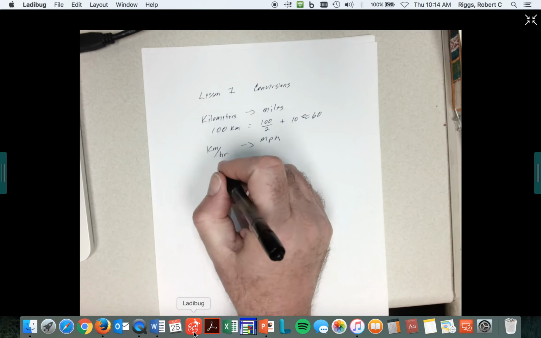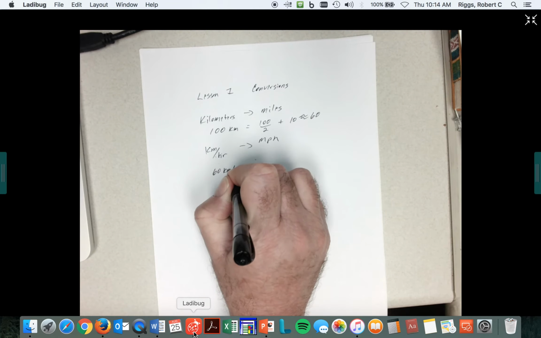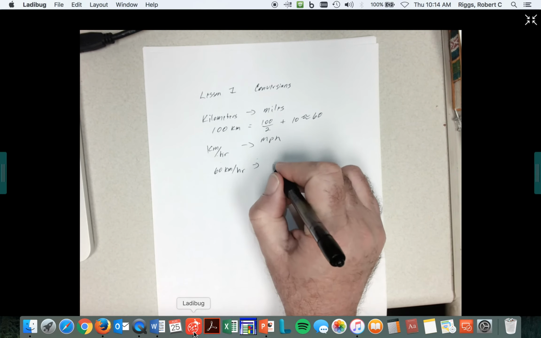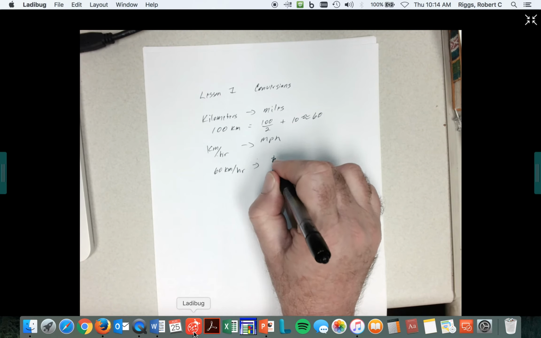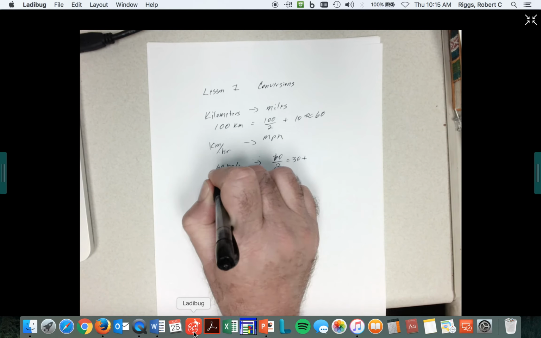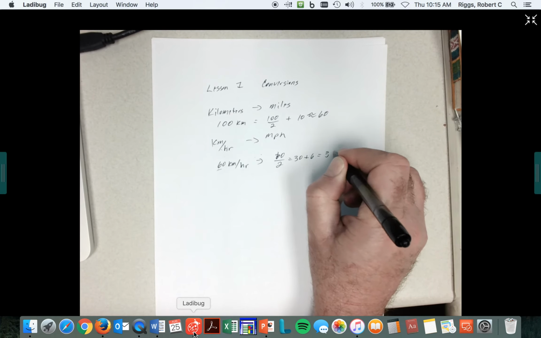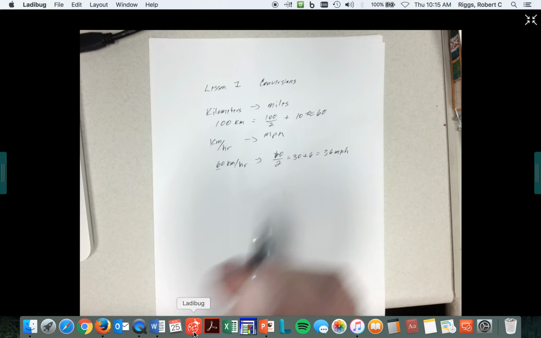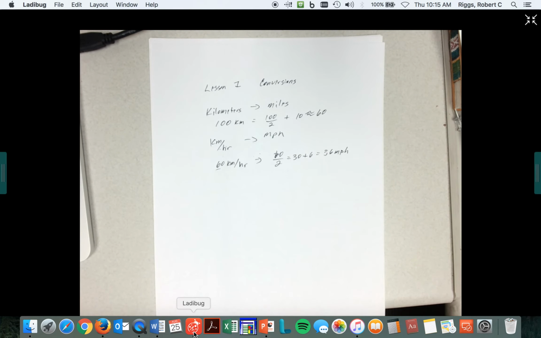So if you're going 40, then your miles per hour, you'd have it. Add 10% of the 60, which is 6, and you're going about 36 miles per hour. It's real handy. There's all kinds of handy conversions like that. And when we get to the Fahrenheit thing, there's a quick and dirty way to do that one too.